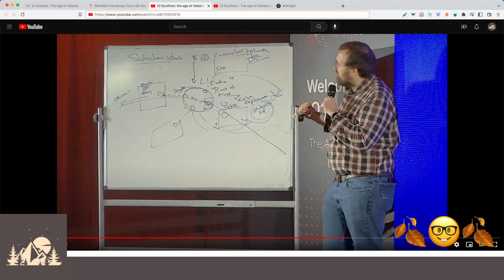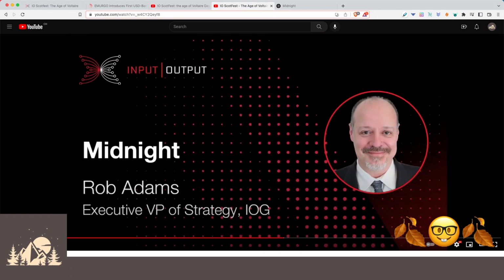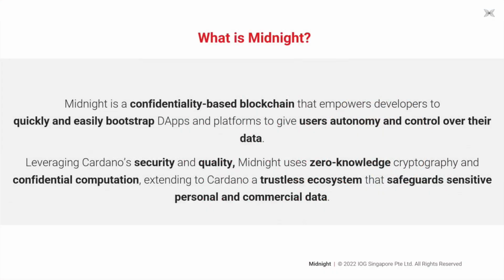So even at a high level, this is a really big announcement for Cardano and lines up perfectly with a lot of the conversations that we've been hearing about Atala Prism and owning your own identity. And then on day two, we got a lot more detail about how it's going to actually work. So they mentioned again that it's focused on developers being able to quickly and easily bootstrap dApps. The important thing is that it gives users autonomy and control over their own data.